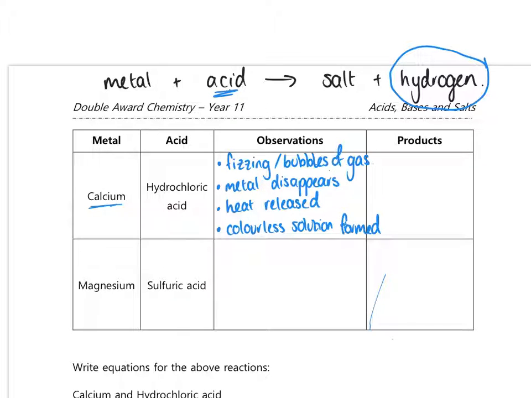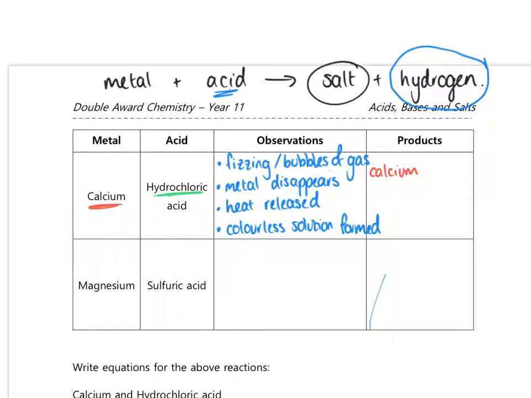Okay, products then. Again, our general equation is going to help us. So we're going to produce a salt and we're going to produce hydrogen. First of all, we have to name our salt. The first part of the name comes from the metal, and in this case our metal is calcium and its name remains unchanged. So the first part of our name is calcium.